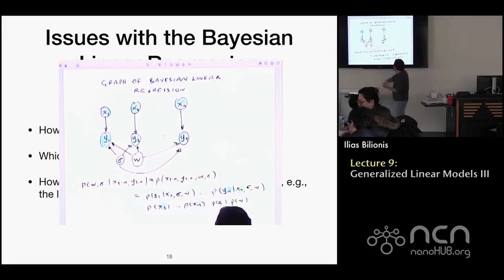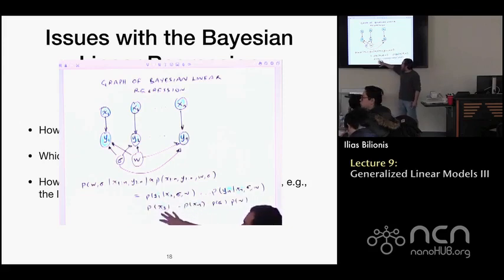Now, of course, here you see that you have a probability of x, which will not play any role because you're actually observing x. So this is just a constant that is not going to play any role.